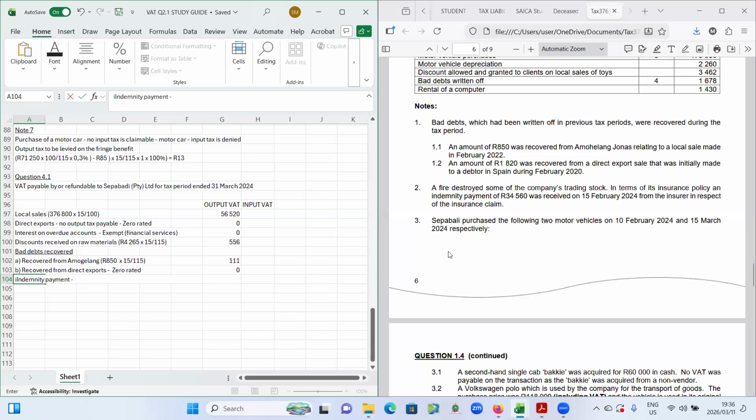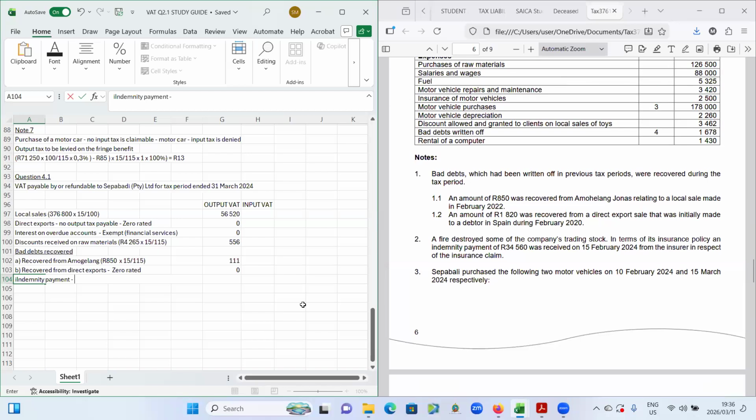What are the VAT implications here? What are the value-added tax implications on the indemnity payment received? I think this is an insurance cash payout. So I think we didn't receive a replacement of the stock. We received cash. Then we need to pay the output tax. Yes, because the cash was received, we have to pay output tax.